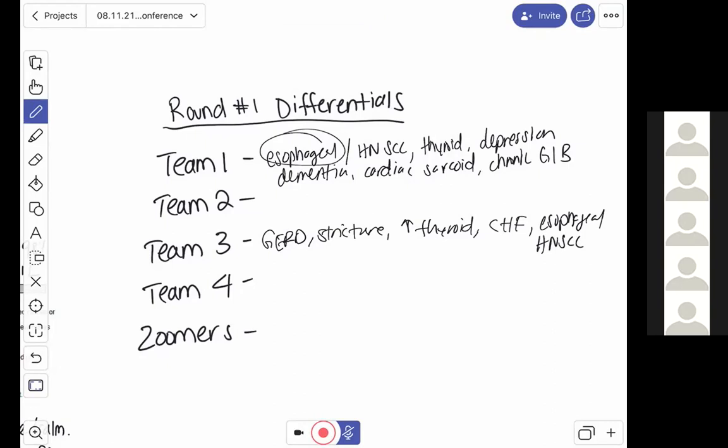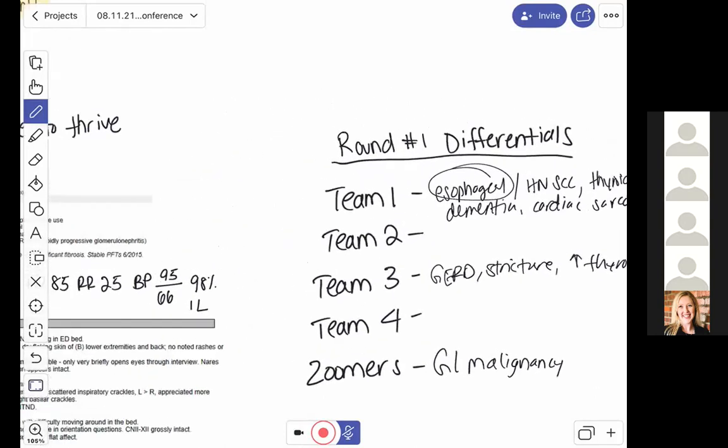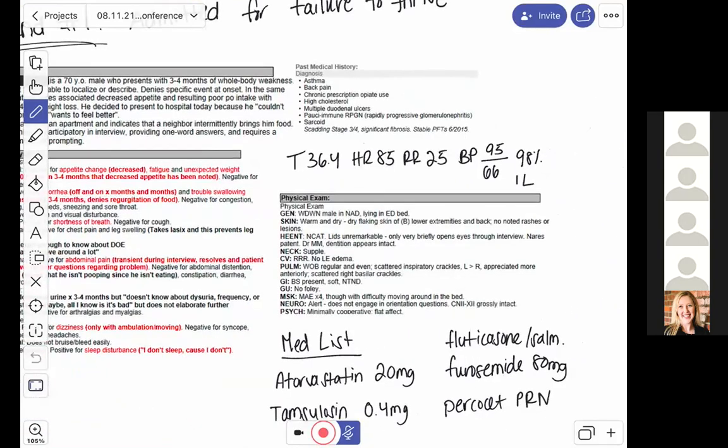And then Zoom, what about you guys? What's on your mind for this guy? Jordan is worried about a GI malignancy. Any specific type? Are you also worried about esophageal, or is there something else on your mind, Jordan? Okay. All right. Sounds good. So everybody's worried about some sort of esophageal pathology for this particular guy who's coming in with weight loss and trouble swallowing. So guys, hope that you wrote down whatever you needed from that first slide. We're going to slowly scan down to our next piece of information.